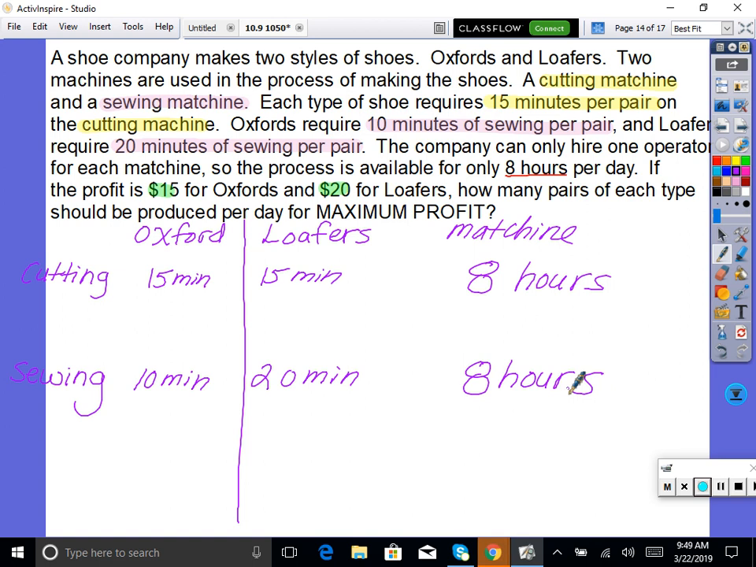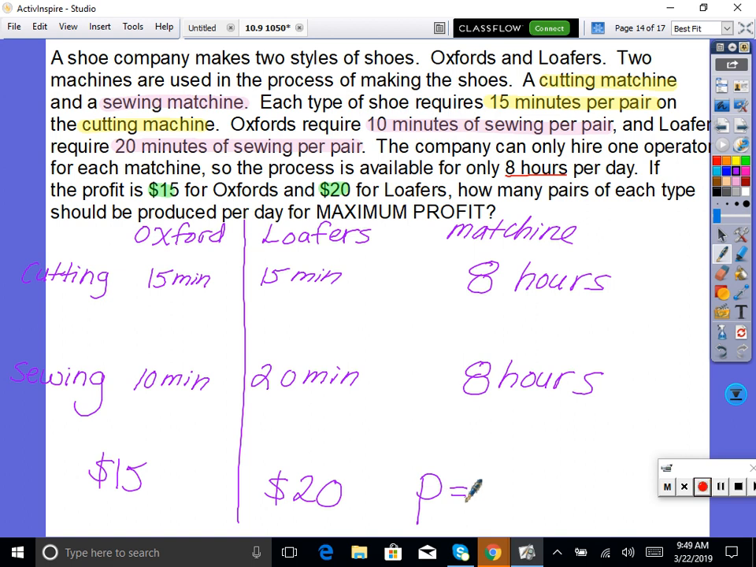All right. So now, next thing it says, if the profit for Oxfords, so now I have Oxfords and how much profit are we going to make? They get $15 per Oxford shoe sold. And then we get $20 for each loafer shoe sold. Now it says how many pairs of each type should be produced per day for maximum profit. So now because of the word maximum profit, we know that that's the equation we set up first, okay? So let's set up a profit equation here. This company is going to get a profit. Think about it in real life. How much money are they going to make?